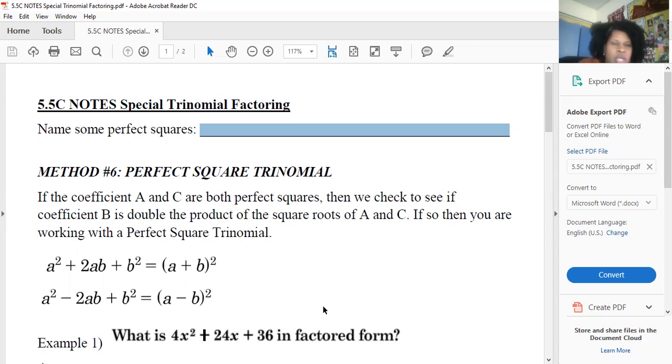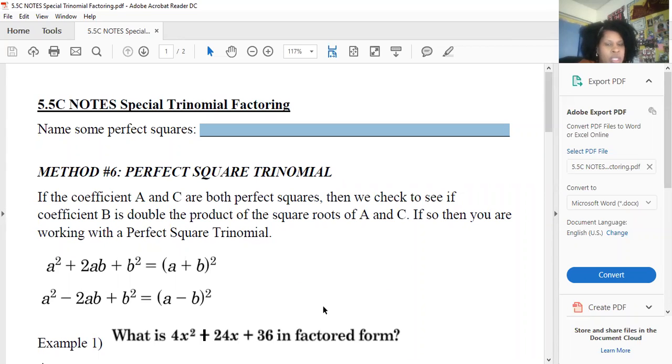So the first method we're going to talk about is how to factor a perfect square trinomial. In order to factor a perfect square trinomial, we first have to identify that it is a perfect square trinomial. So what are we going to do to do that? We're going to look at the coefficients A and C and see if they are perfect squares. If they're both perfect squares, then we will check to see if the middle term, your coefficient B, is double the product of the square root of A and C.